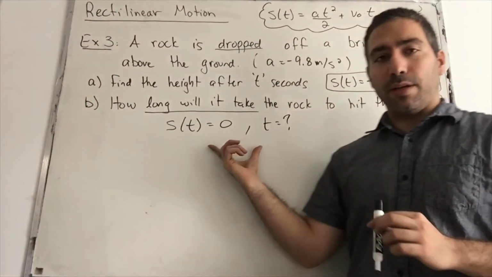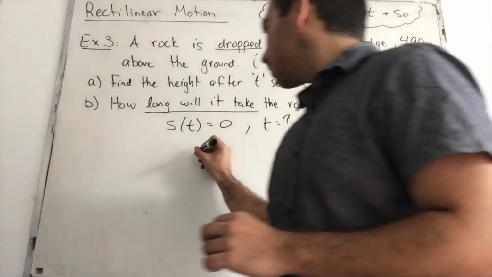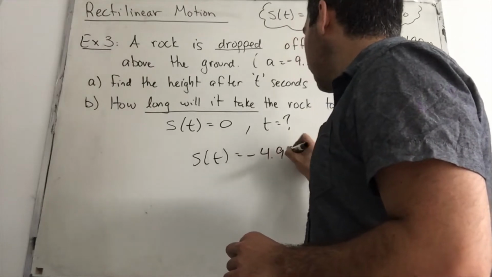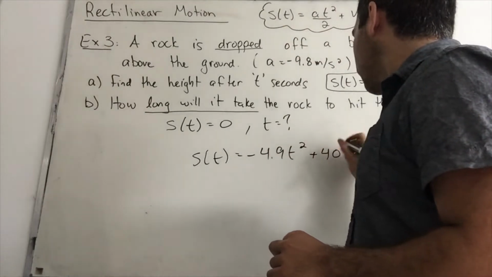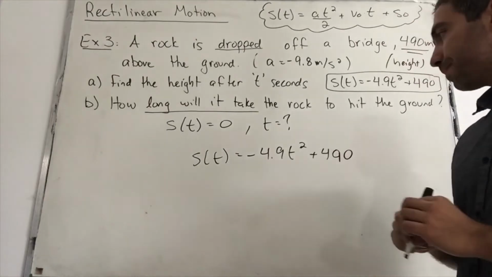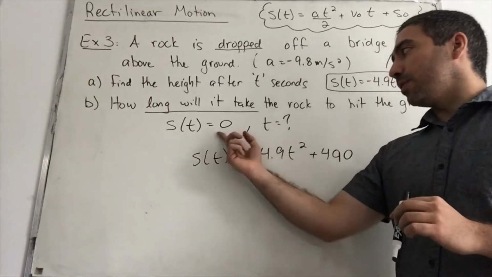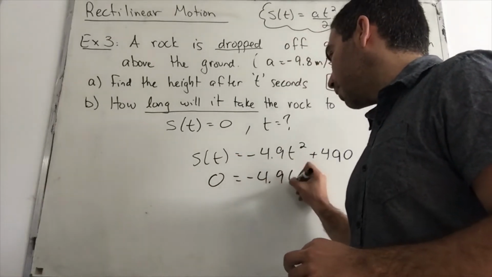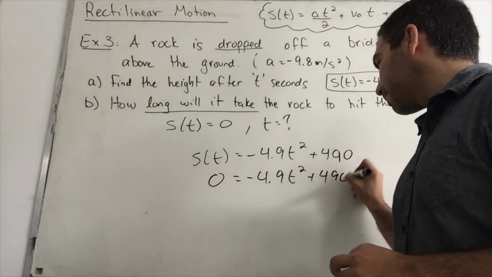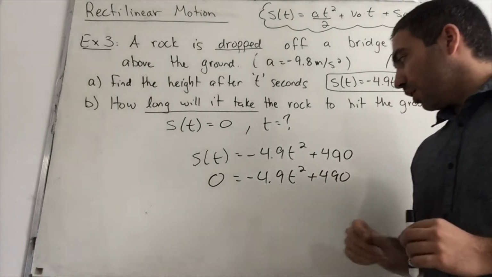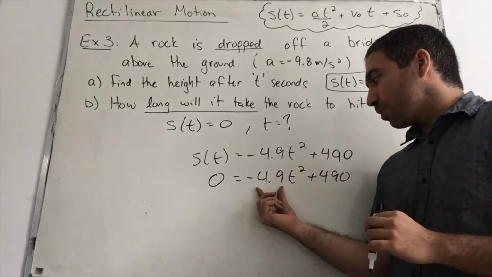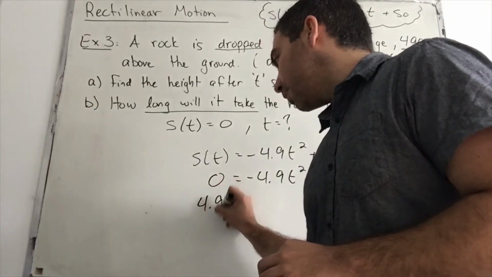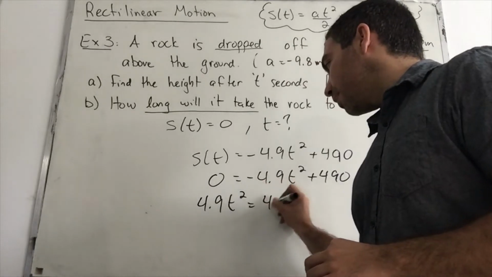Okay, so this is asking for t. So we use the rule that we got in part A. So S of t equals negative 4.9 t squared plus 490. We're replacing our S of t with 0 and we're solving for t. So it's essentially just a quadratic. Negative 4.9 t squared plus 490. We could factor out the negative 4.9 and use difference of squares, but I'm just going to bring this over. It becomes positive 4.9 t squared equals 490.